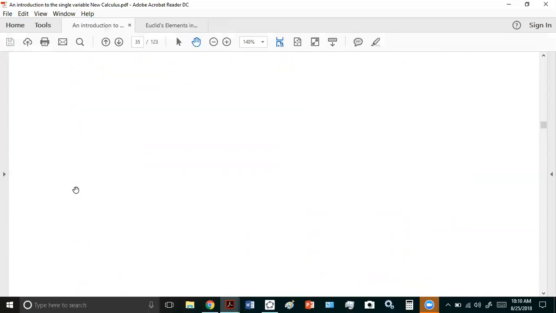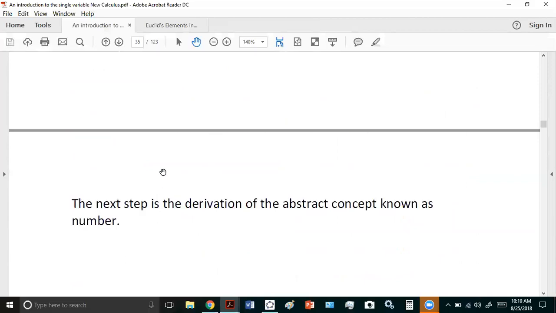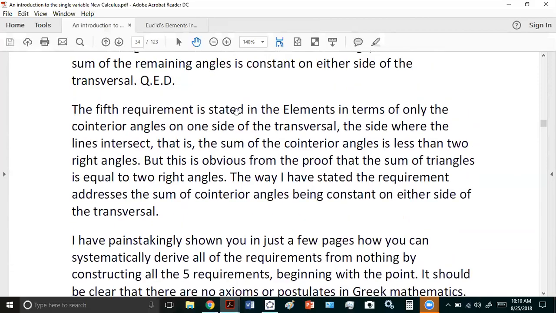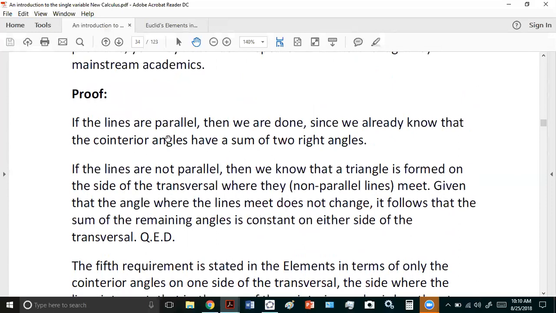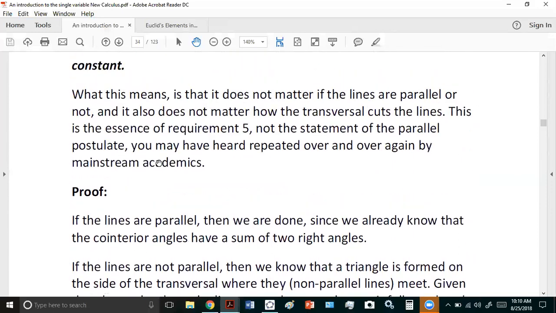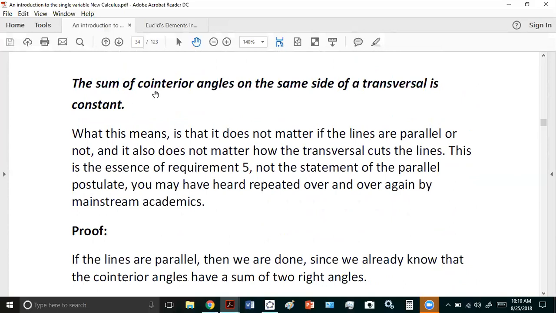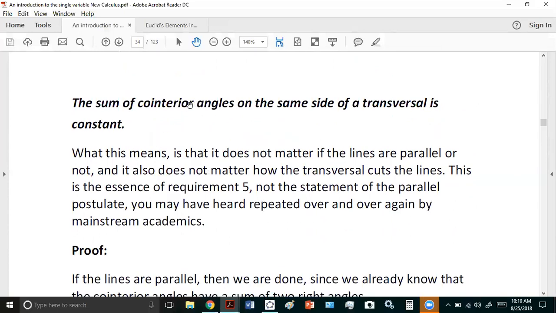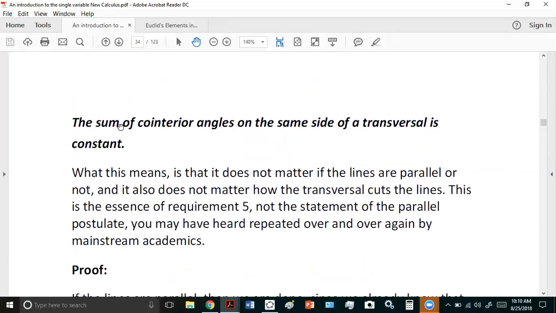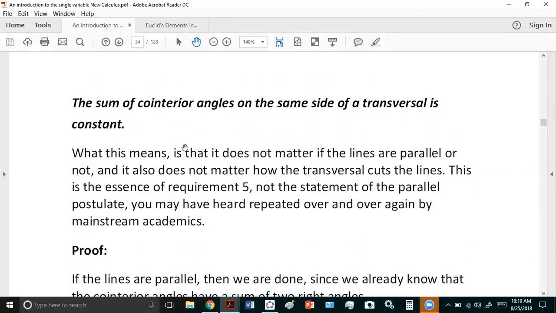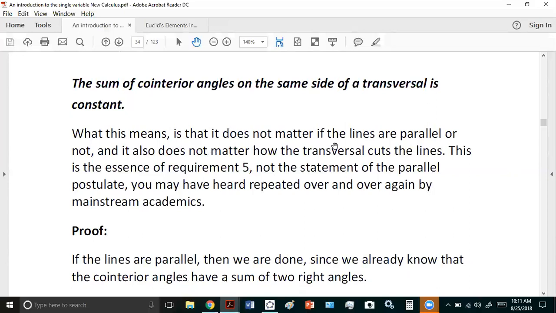The fifth requirement is stated in the Elements in terms of only the co-interior angles. And this is the proof of the fifth requirement. It says the sum of co-interior angles on the same side of a transversal is constant. It doesn't say exactly this, but this is what it means. It can't mean anything else. And what this means is it does not matter if the lines are parallel or not, and it also does not matter how the transversal cuts the lines.